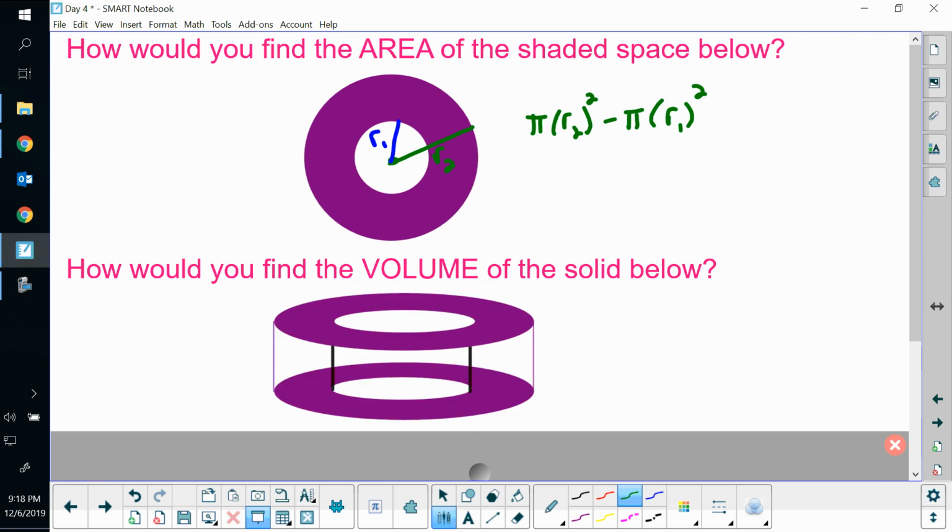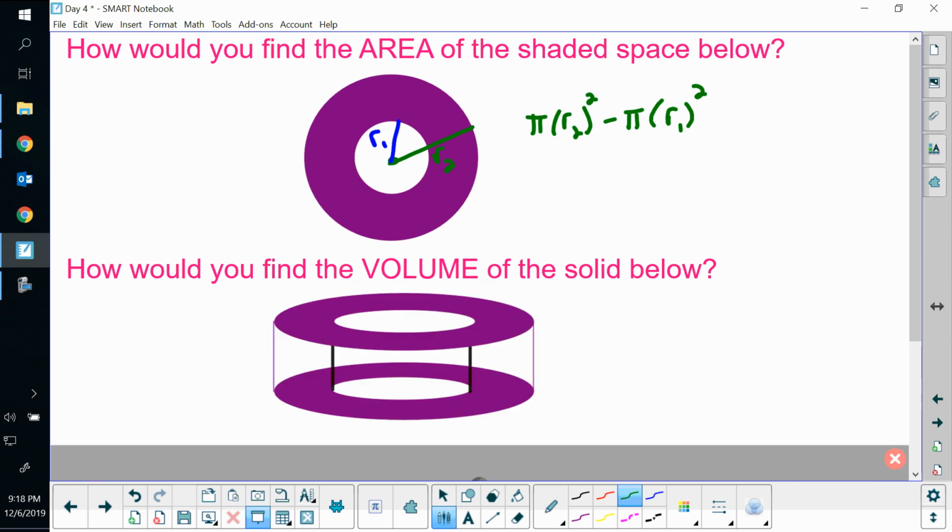Now the volume of this solid, essentially we have a cylinder with a cylinder chopped out of the middle. Think of like the Combos snacks, hollowed out middle, but if there's no stuff filled into these. That's kind of like what we have here when we have our washers. So if we wanted to find the volume, we would just have to throw a height in there. So we would have pi r2 squared times height minus pi r1 squared times height.